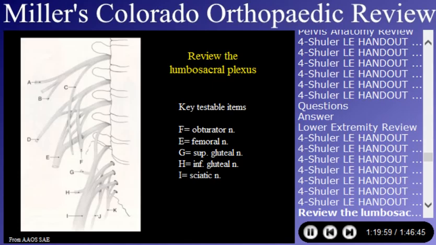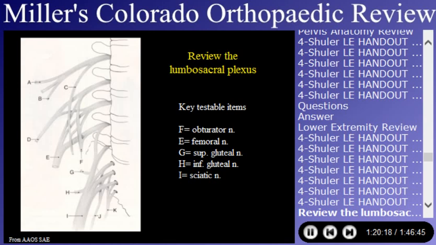If you even know where these innervations come off of, you can at least make a reasonable guess. So you know femoral nerve is L2 to L4. You can at least guess 5, 4, 3, 2, 1, 2, 3, 4. You can guess which one of those is the femoral nerve and at least eliminate some of the possibilities. G is superior gluteal, H is inferior gluteal, and I is the sciatic nerve.